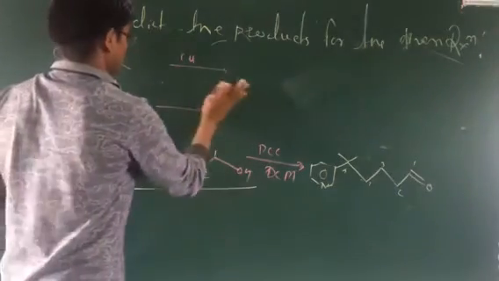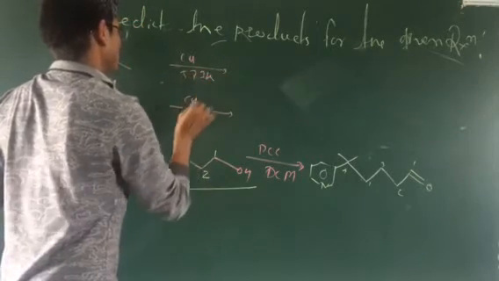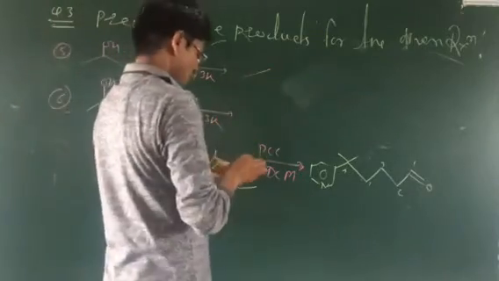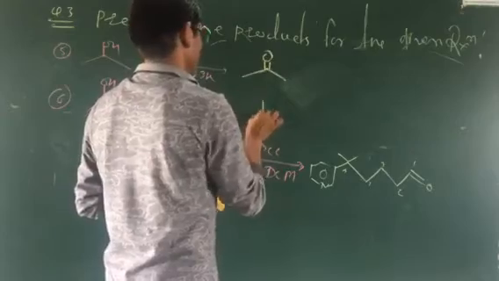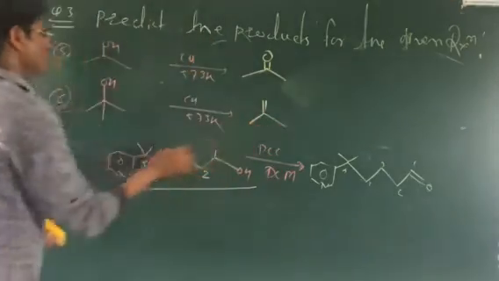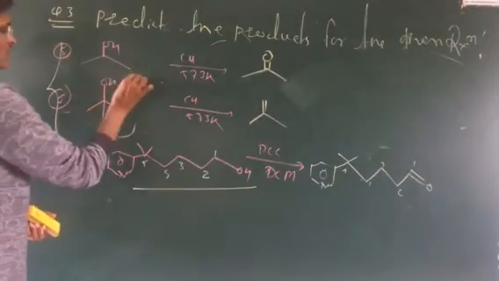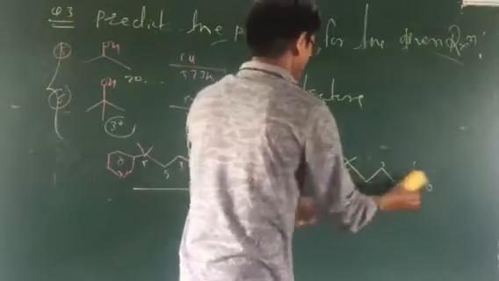So this is using copper at 573 Kelvin. So what happened? Here the primary and secondary alcohol gives ketone, and this is the formation of what? Alkene is here. This is most important. This tertiary alcohol gives alkene, and the secondary alcohol gives what? Ketone.